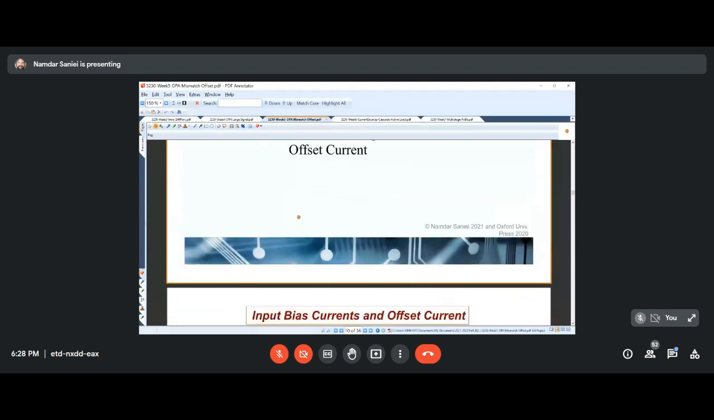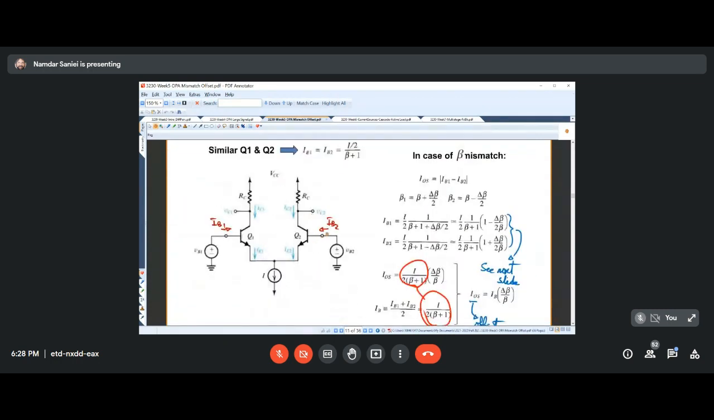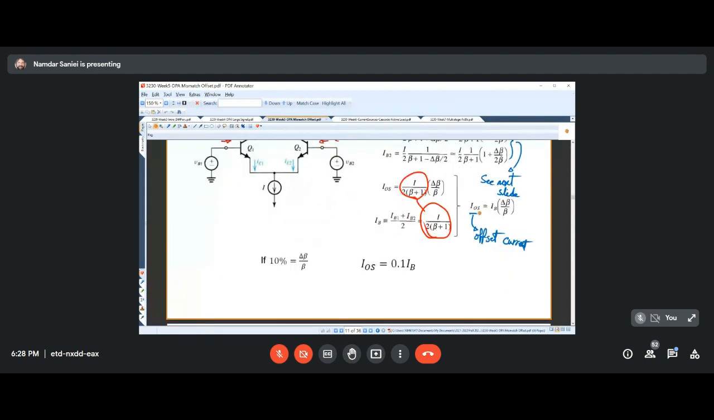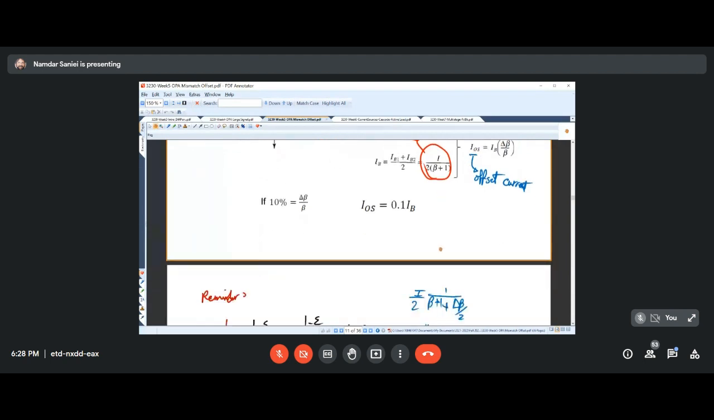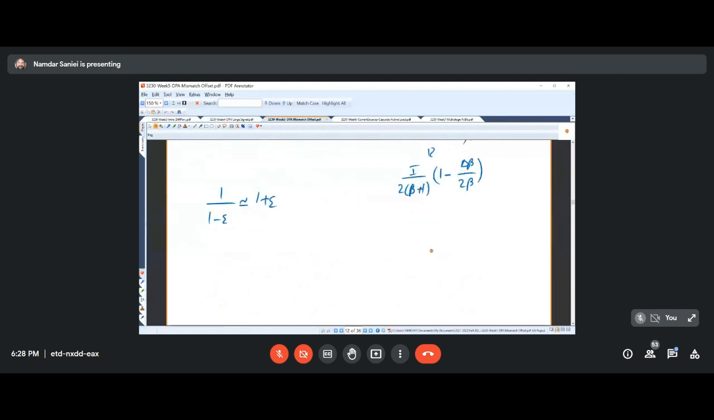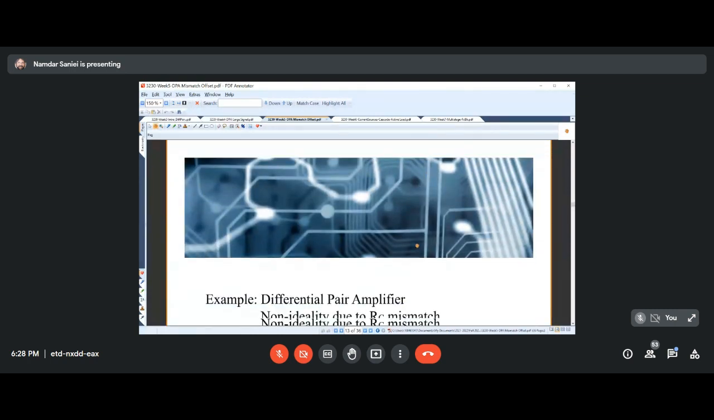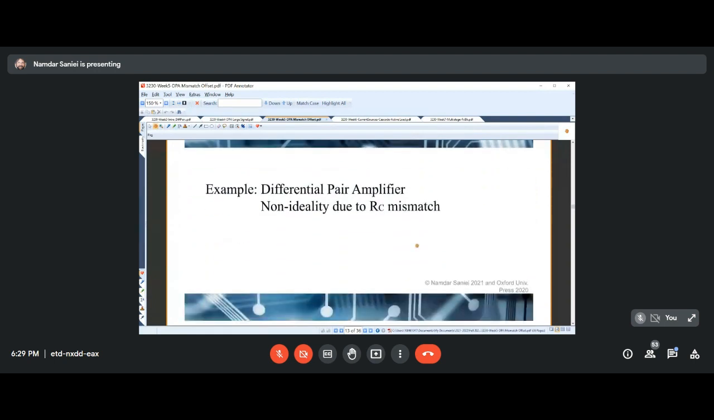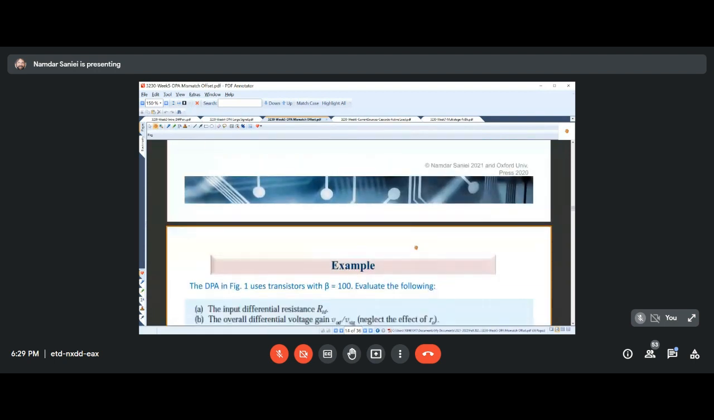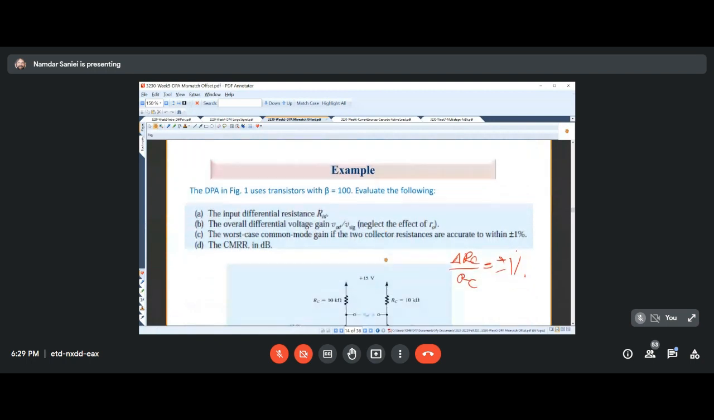Also, we defined offset current, which was due to the mismatch between the base currents, which could be a result of a mismatch in the betas, and we came up with a relationship for the offset current and the percentage error of the betas. So all these were revealing the non-ideal situation that we could see the differential pair amplifier operating in.